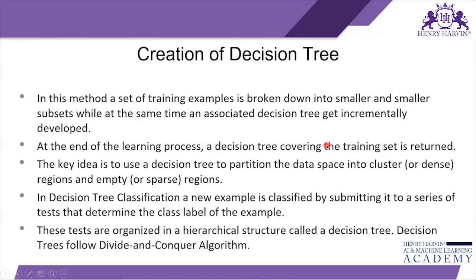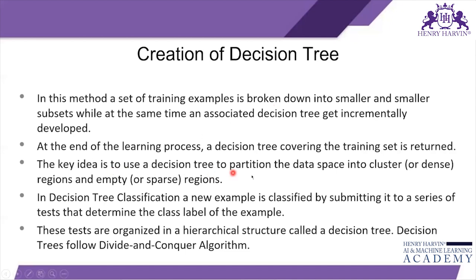Next, we go to the creation of a decision tree. In this method, a set of training examples is broken down into smaller and smaller subsets, while at the same time an associated decision tree gets incrementally developed. At the end of the learning process, a decision tree covering the data set is returned. So basically, when we have n training examples, they all are broken down into smaller and smaller subsets, and the tree is incrementally developed. At the end of the learning process, we get our model, which is a decision tree model.